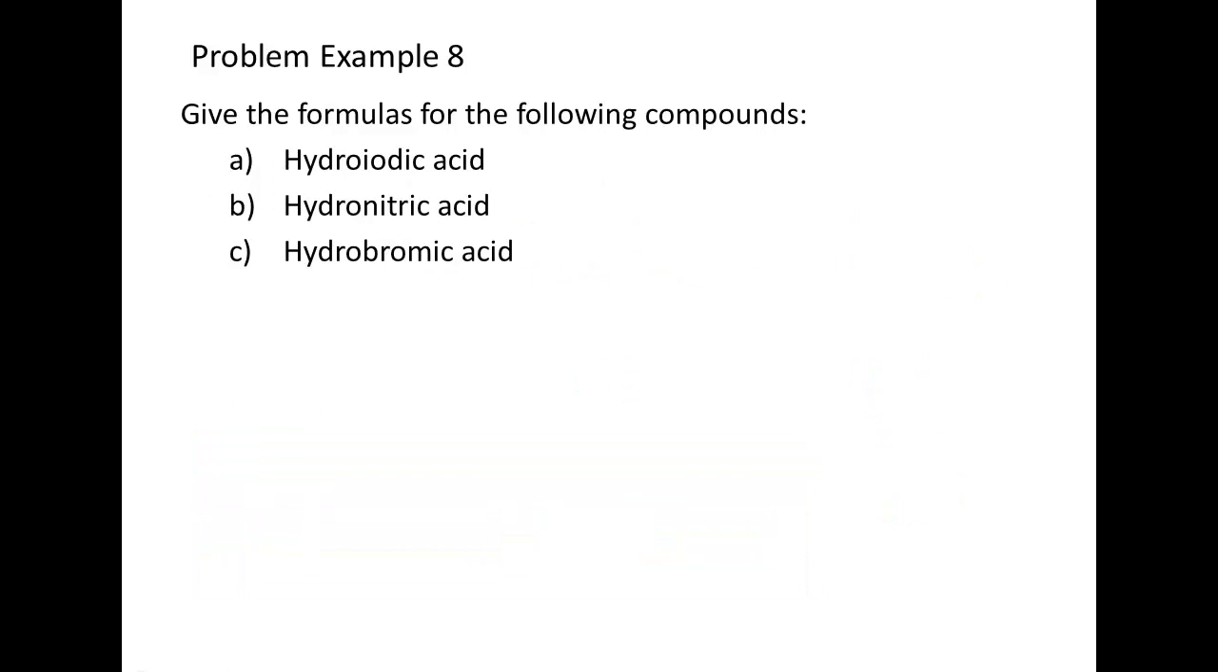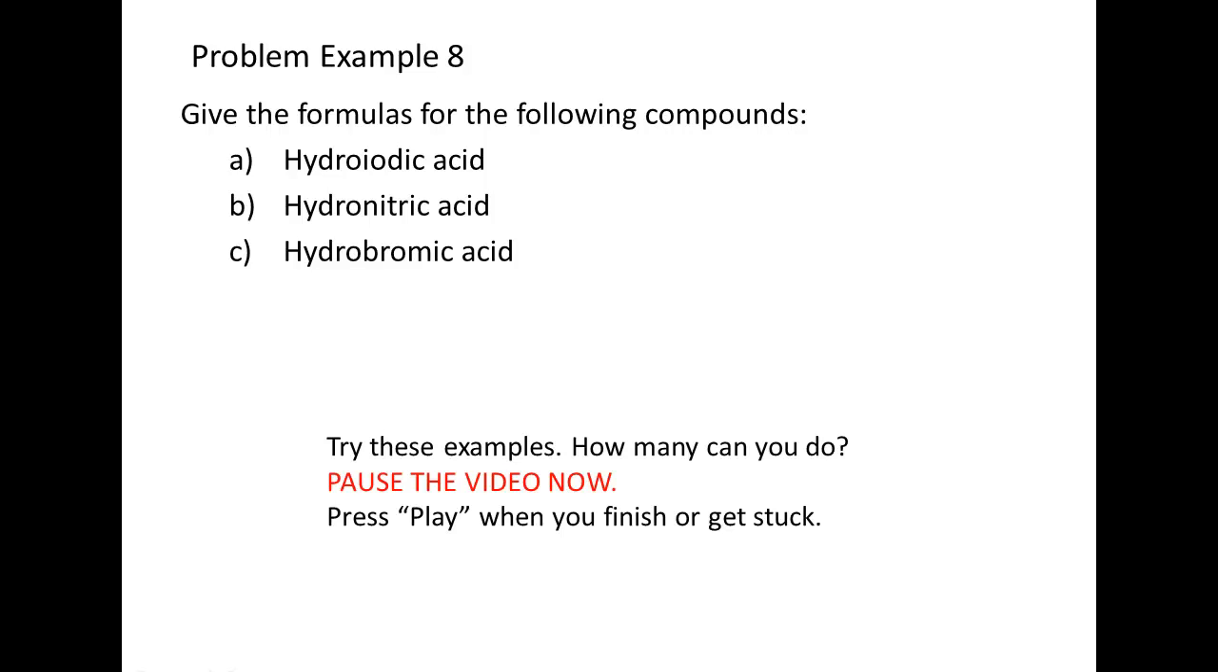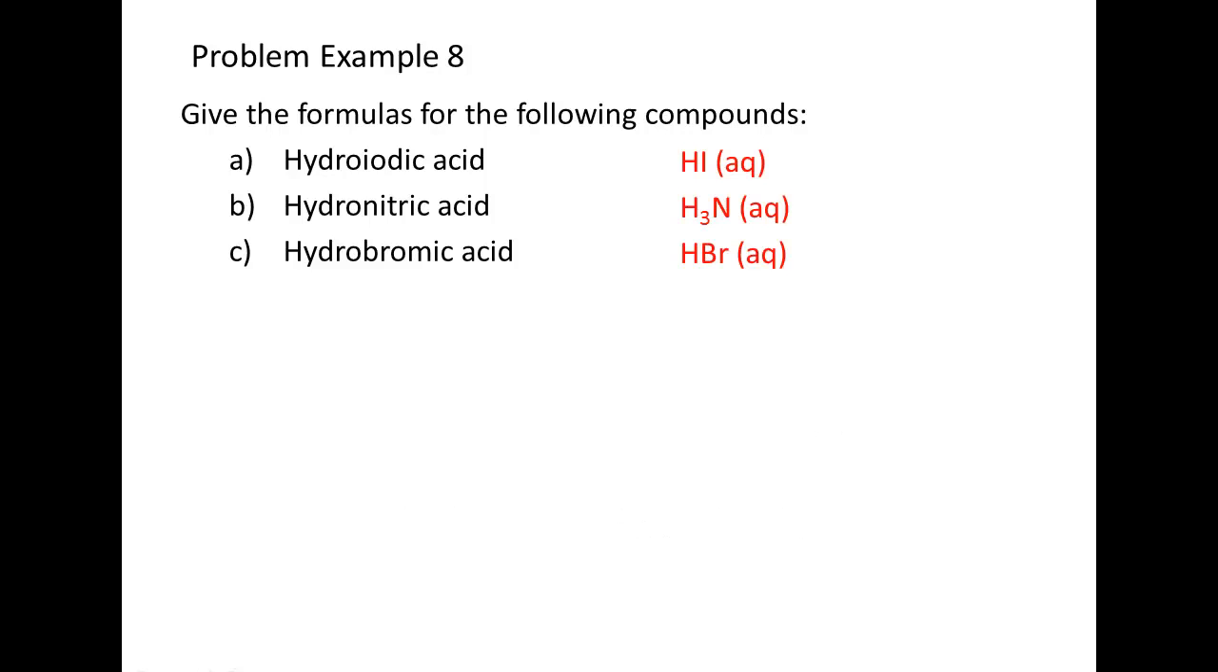So let's practice this now. We have problem example 8, and if we look at the formulas of 3 binary acids, I want you to try and write down their formulas. So please pause the video now and write down the formulas of these 3 acids. Here are their formulas. Notice that nitrogen gets 3 hydrogens because nitrogen forms a -3 charge. AQ is included with all of these.